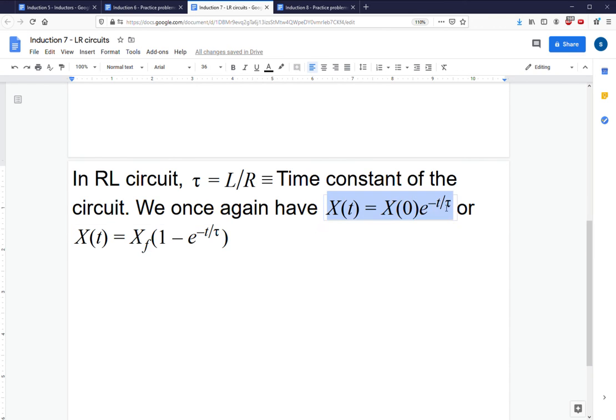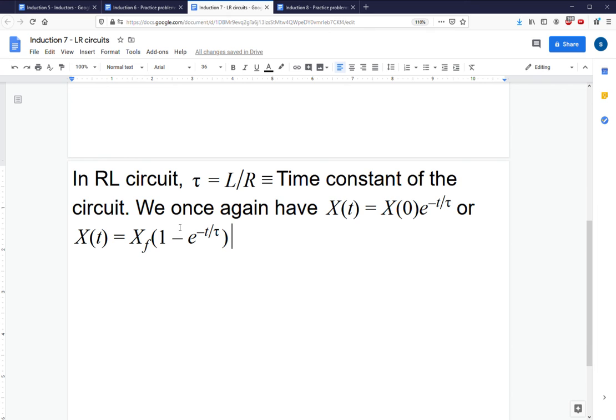Recall, the first equation is used for some value that starts at a maximal value and then drops down to zero over time. And the second is for a value that starts at zero and rises up to some maximum value over time.